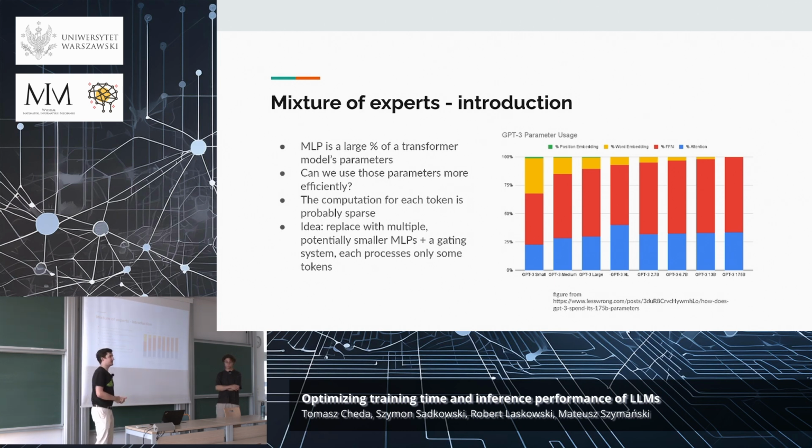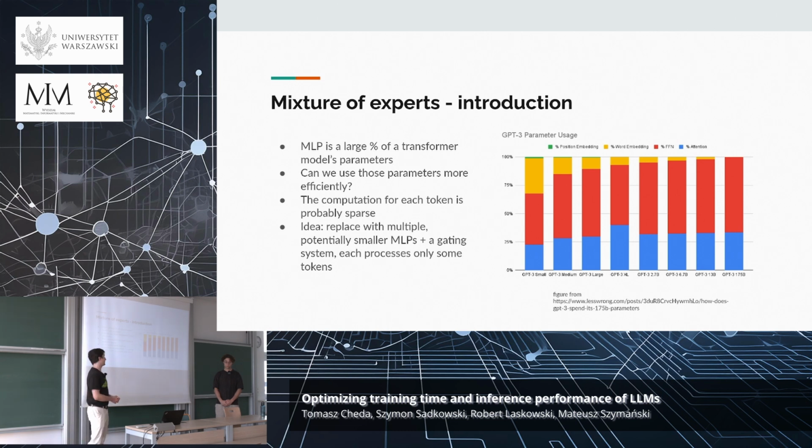Can we use those parameters more efficiently? Well, there's an intuition that a lot of the computation that's happening within those layers is actually sparse. We only express it as a dense matrix multiplication because that's the way we can compute it efficiently on GPUs.